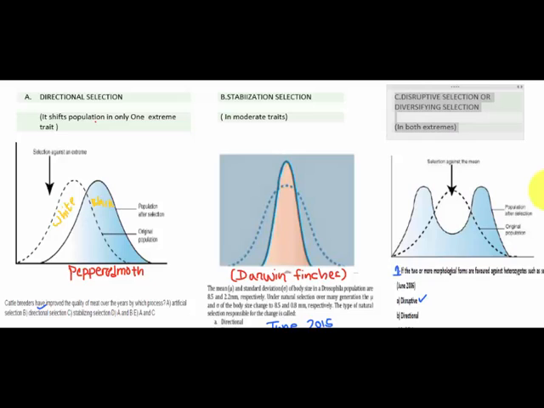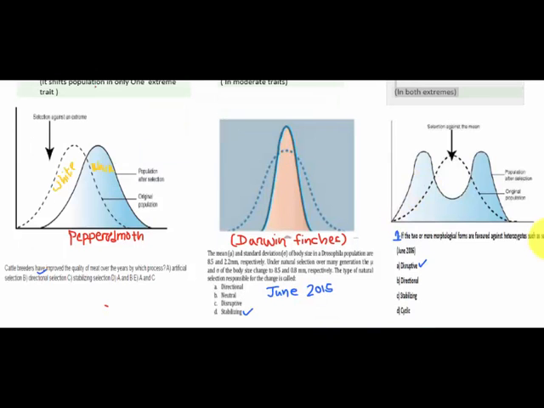One example: cattle breeders have improved the quality of meat over the years by which process? Artificial, directional, or stabilizing? So the answer is directional. Next is stabilizing natural selection. In case of stabilizing natural selection, they reject the two extreme traits and accept the moderate or intermediate trait.